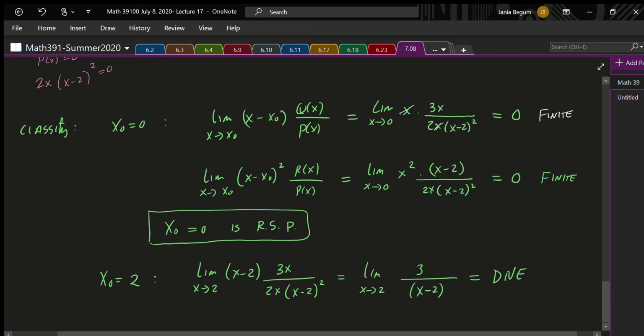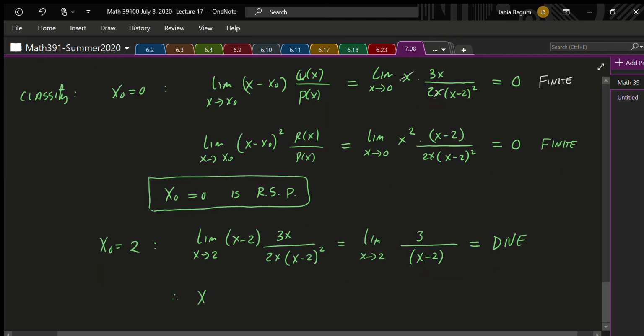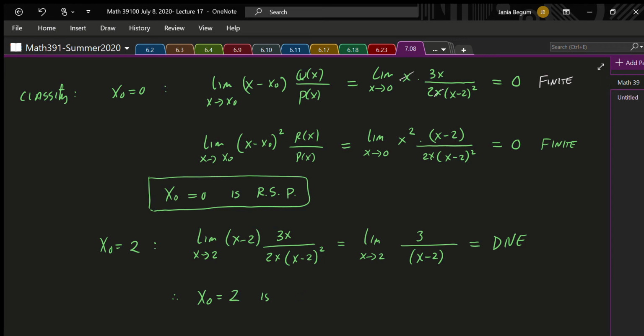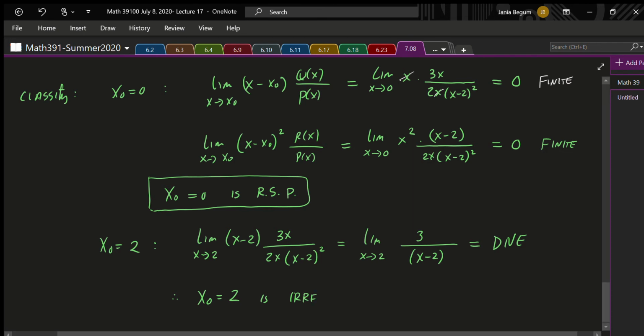So what does that mean? We don't need to compute the second limit, because if one does not exist, it doesn't matter if the other one is finite. You're still not going to be regular. So we will say, therefore, x naught equal to 2 is not regular. So it's going to be irregular. Say irregular. How many r's are there? 2. Irregular singular point. Does this make sense, guys?